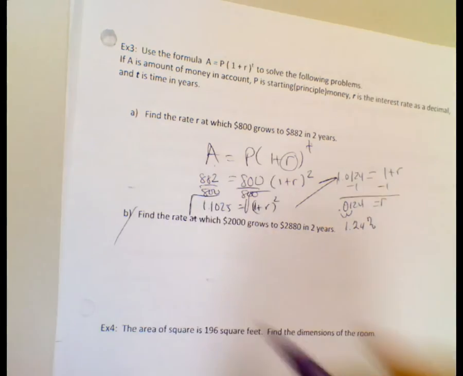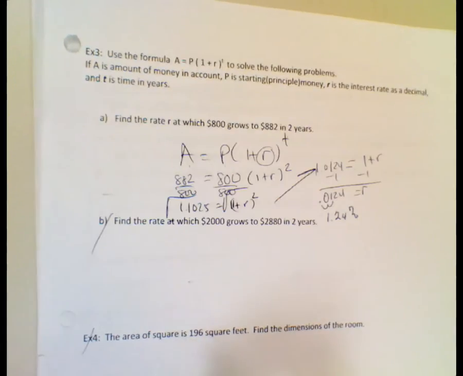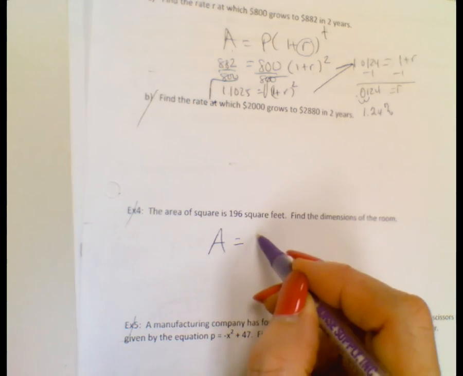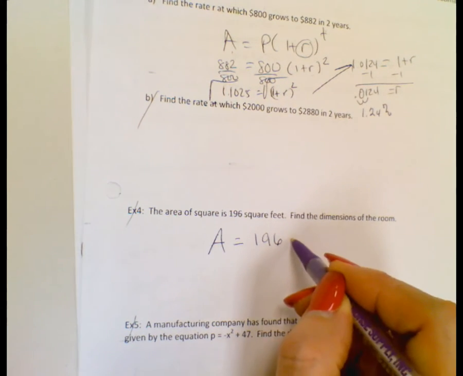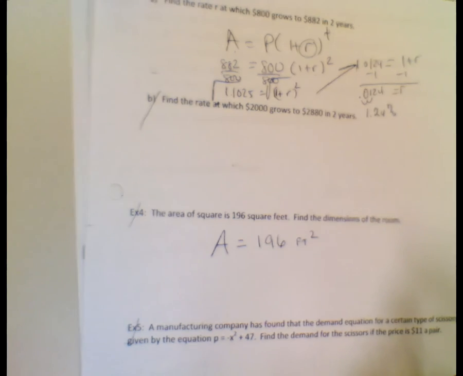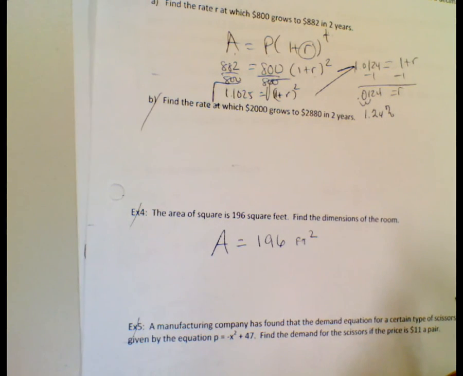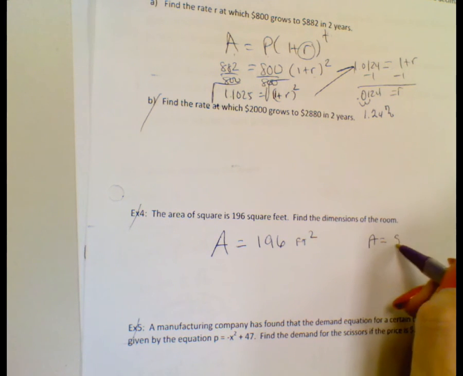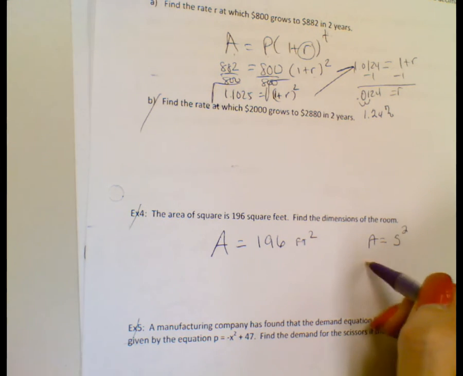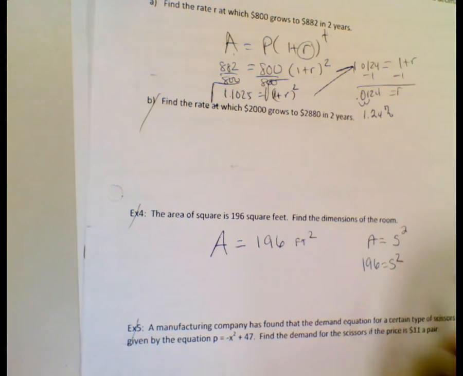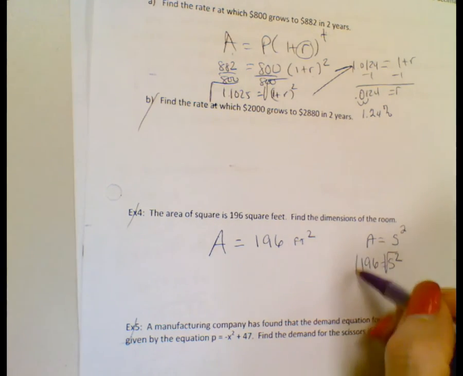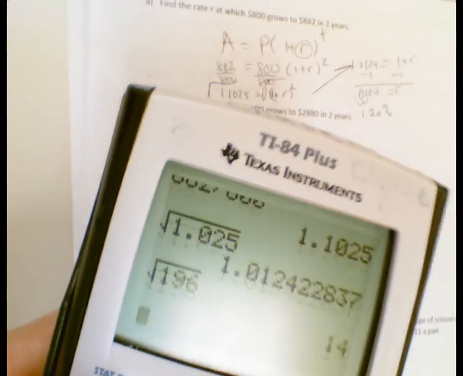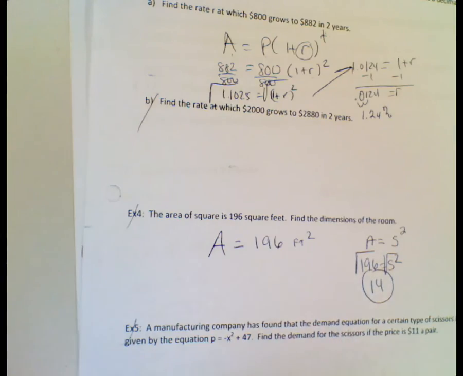I don't care if you do the rest of these. Actually, let's try this one. Number 4. The area of a square is 196 square feet. Find the dimensions of the room. Since area is equal to side squared for a square, and the area is 196, you could set it up like this. So the dimensions of the room you could just find by taking the square root of 196, which is 14.